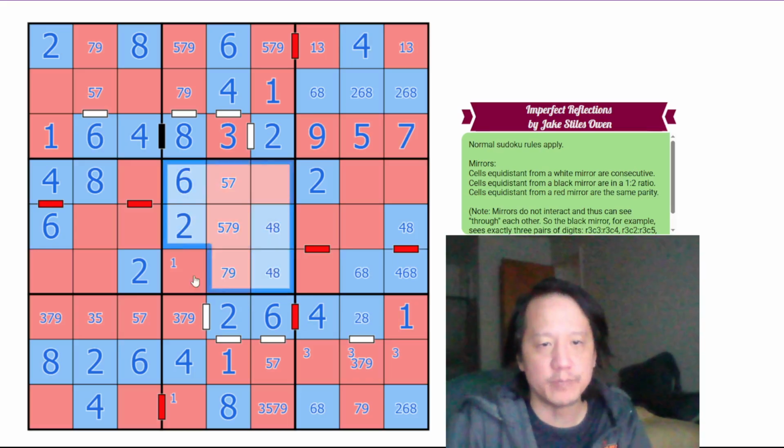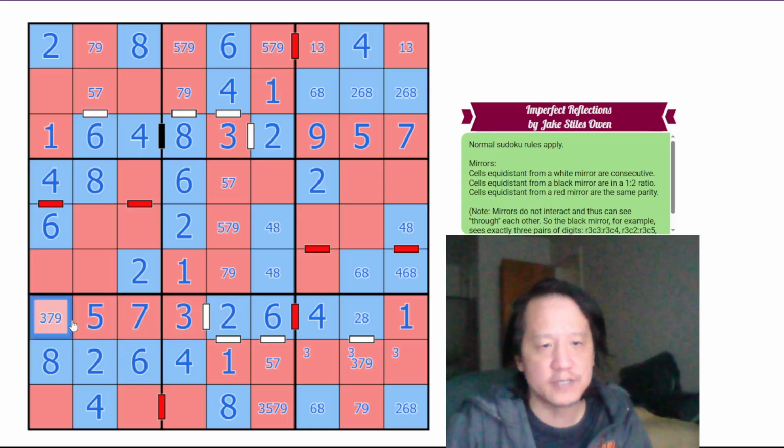Where's the 1 in box 5? It has to be here. So it's 1 here, which means this can't be 1. 2 is consecutive only with 3, so this is 3, which eliminates 3 here. So this is 5, this is 7, that's 9.